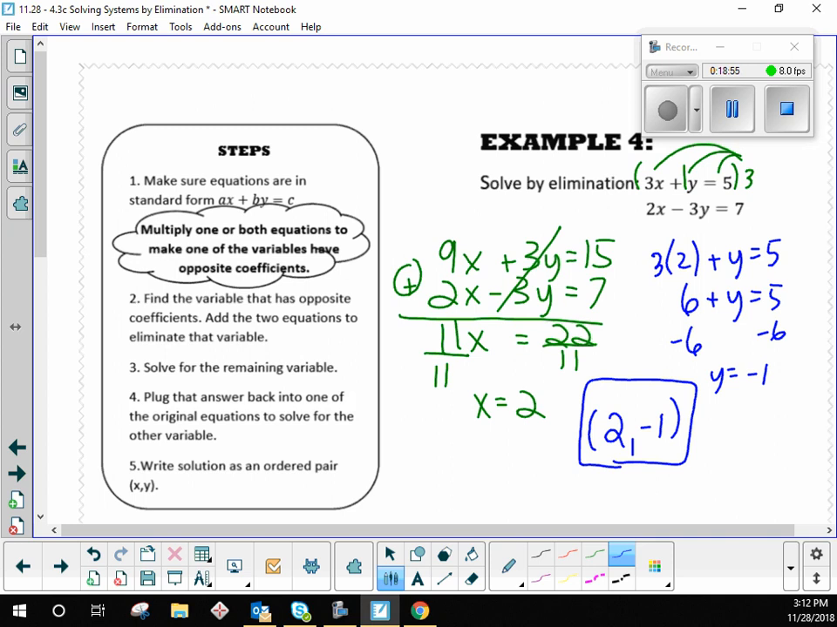Okay. So we got that down. We did simple ones, then we did ones where we had to make the coefficients opposite. So now we're going to put all this together in a word problem, and then we'll be done for the day. This word problem is exercise again.